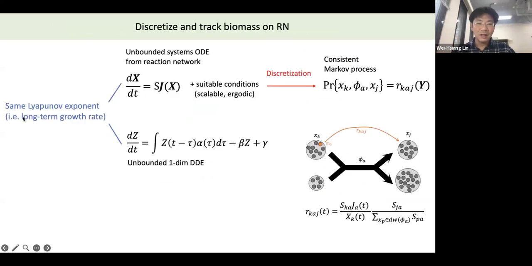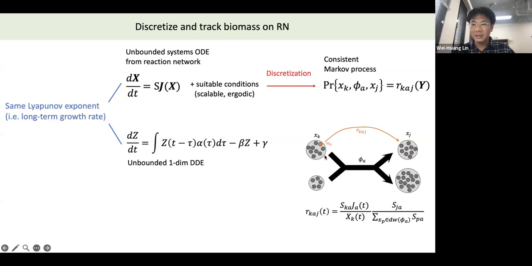In short, what I do is convert the ODE and discretize it. First, I discretize it into a Markov process. The Markov process will have this probability R_k,a,j, where k is the upstream node, x_j is another downstream node, and a is a certain reaction.